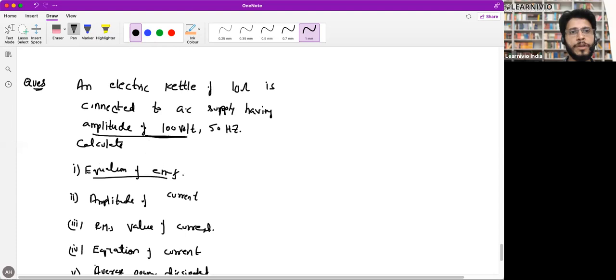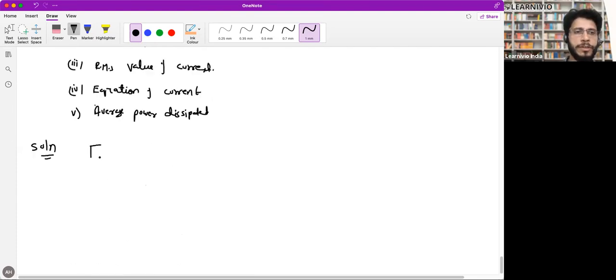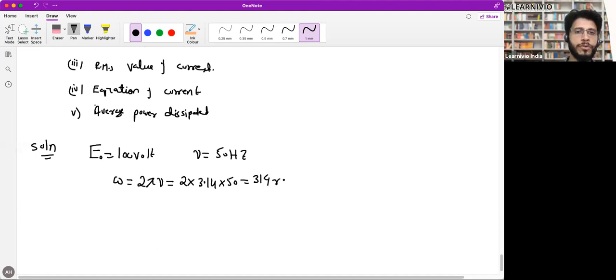See, amplitude is given. That means E naught is given. E naught is 100 volt. Frequency is given, which is 50 hertz. If you have frequency, you can get angular frequency, which is 2 pi nu, which is 2 into 3.14 into frequency, which is 314 radian per second.